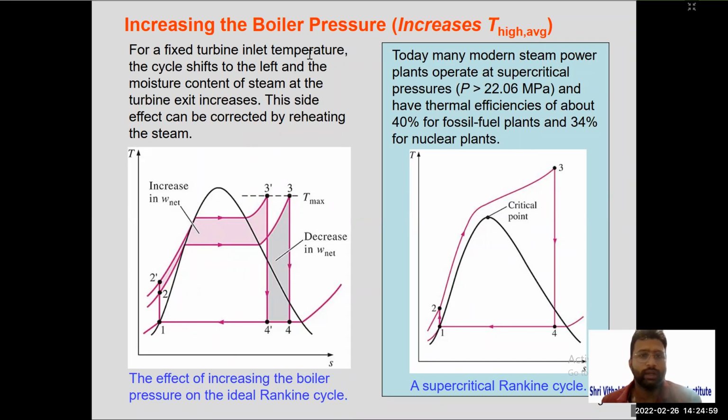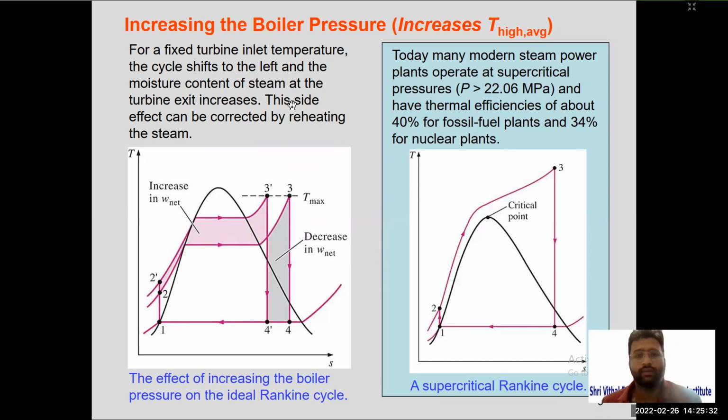For a fixed turbine inlet temperature, the cycle shifts to the left and the moisture content of the steam at the turbine exit increases. As you can see, initially point 4 was nearer to the dry saturation curve, but the new point 4 dash is inside the curve. The dryness fraction of 4 dash is obviously less than 4. Here the moisture content is more at point 4 dash, so it is not desirable. Increasing boiler pressure not only decreases net work done, but also increases the moisture content.